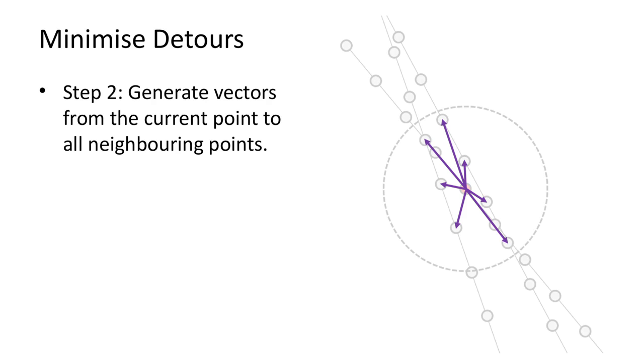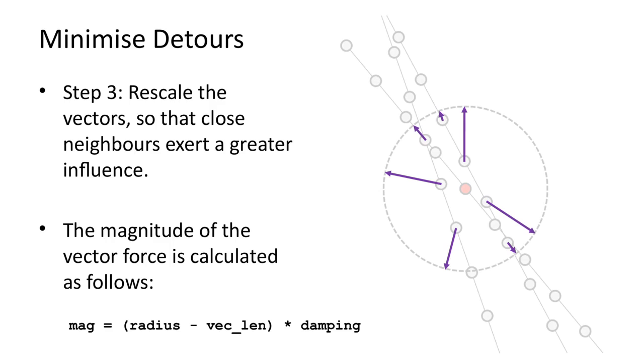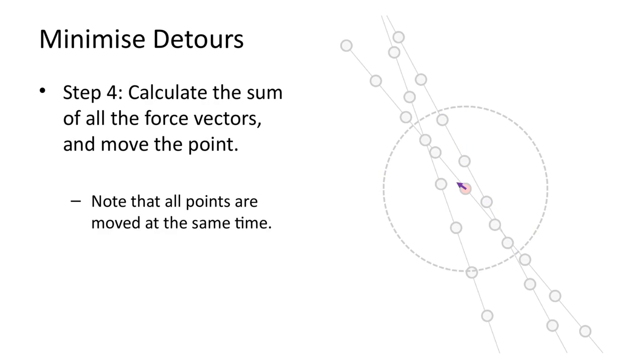In the second step, vectors are generated from the selected particle to the neighboring particles. In the third step, the magnitudes of the vectors are rescaled. The aim is to ensure that the neighbors closer to the selected particle have a bigger impact than those further away. In the fourth step, the particle's movement vector is calculated by simply summing up all the rescaled vectors from the previous step. At the end of the time step, the particles will all move by a small amount. Then the process is repeated in the next time step.